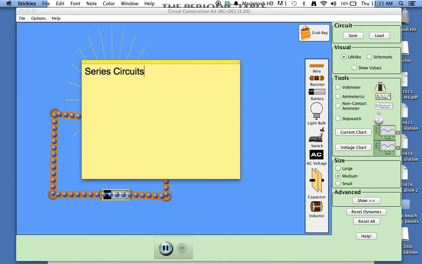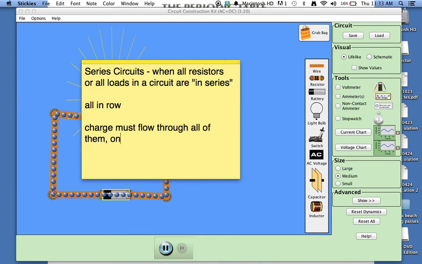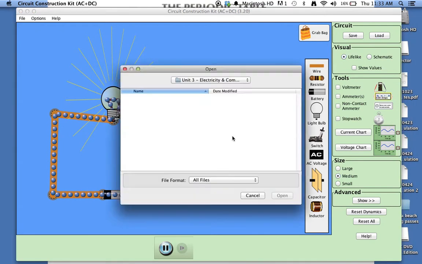We'll talk about series circuits first. This is when all resistors or all loads in a circuit are in series. What does that mean? That means they're all in a row. The charge must flow through all of them, one after the other. That's what it means for a circuit to be in series. So I'll show you an example of one.